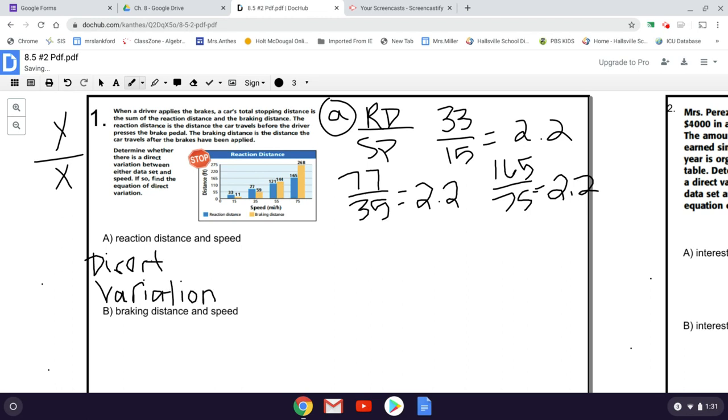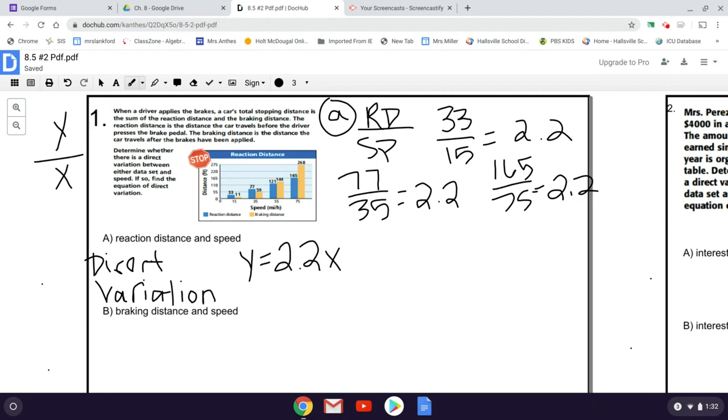Okay, so we need to find the equation. It looks like 2.2 would be our k value, or like our slope. So we could put y equals 2.2x as our equation.